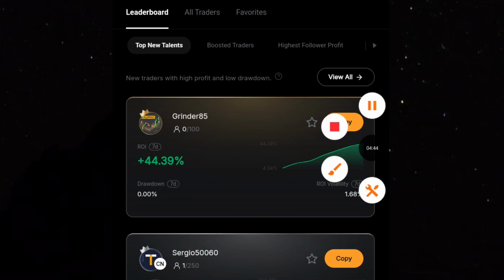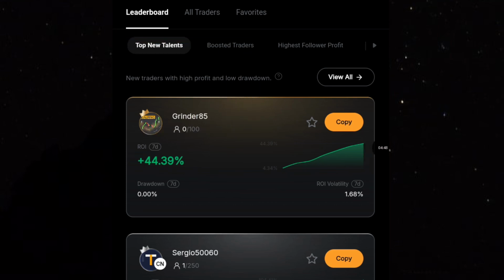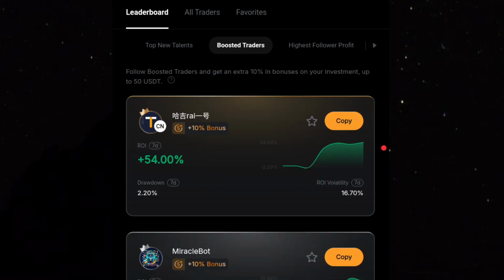Okay, so let's get straight to boosted traders. Let's see how Bybit defines boosted traders. Bybit says: follow boosted traders and earn an extra 10% in bonuses on your investment, up to 50 USDT. So these are just like ads for them.